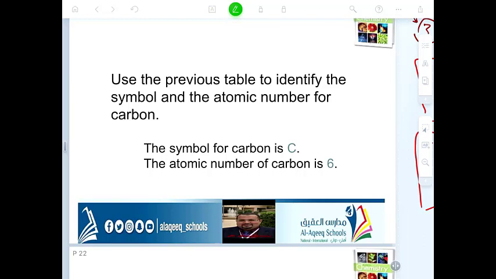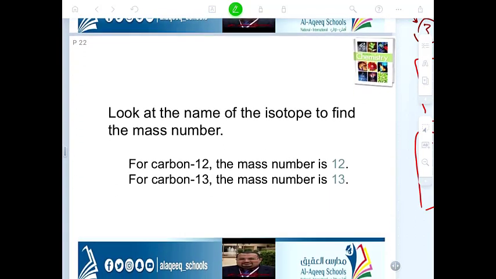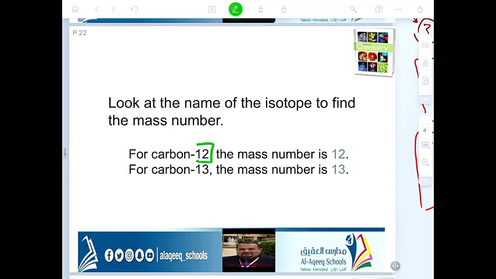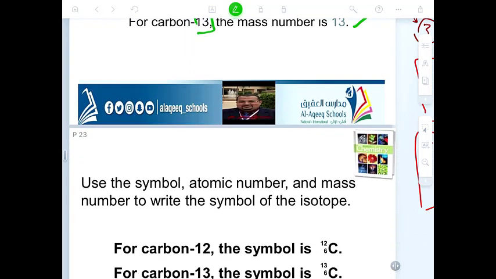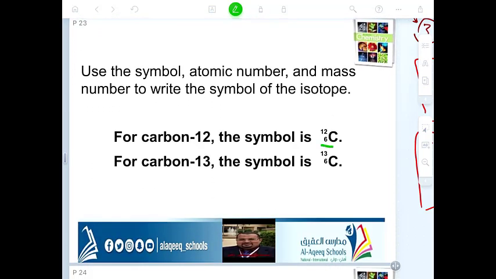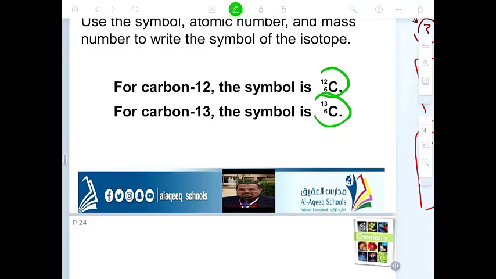So the steps: first, you have to identify the symbol, then identify the atomic number, which is written as a subscript, then write the mass number as a superscript, then write the symbol like this, as I wrote before.